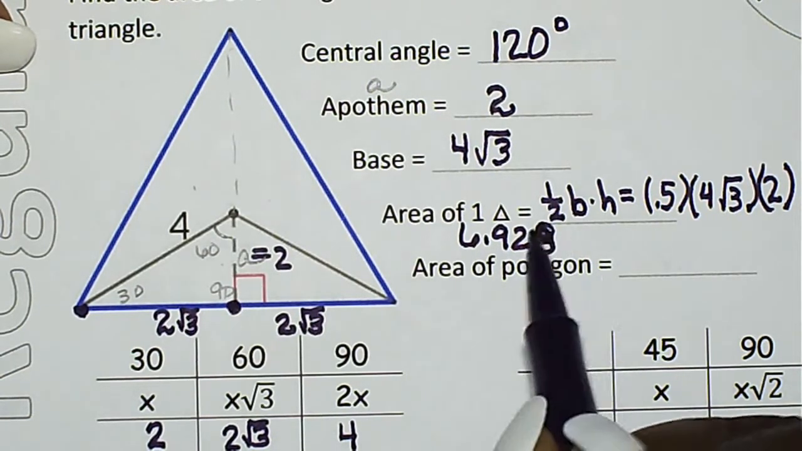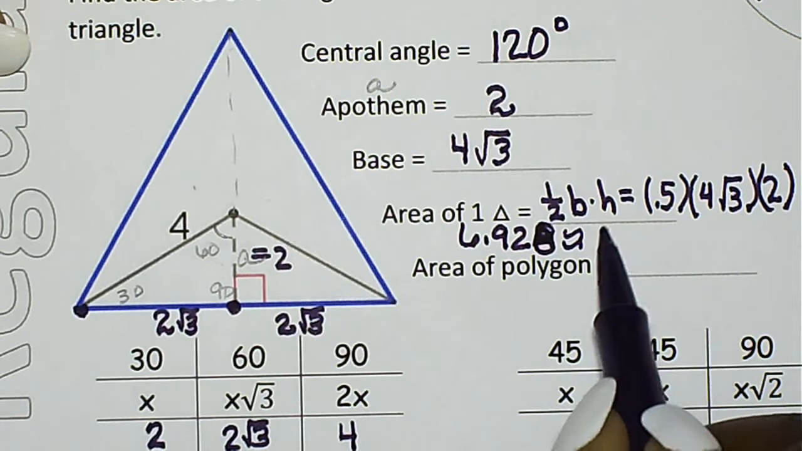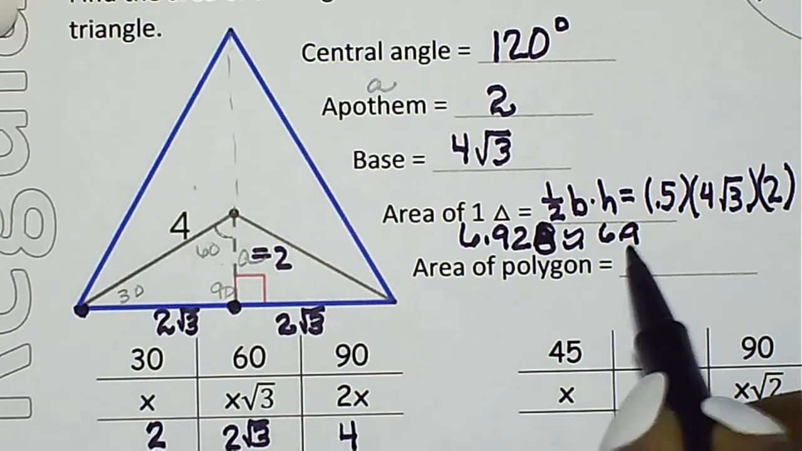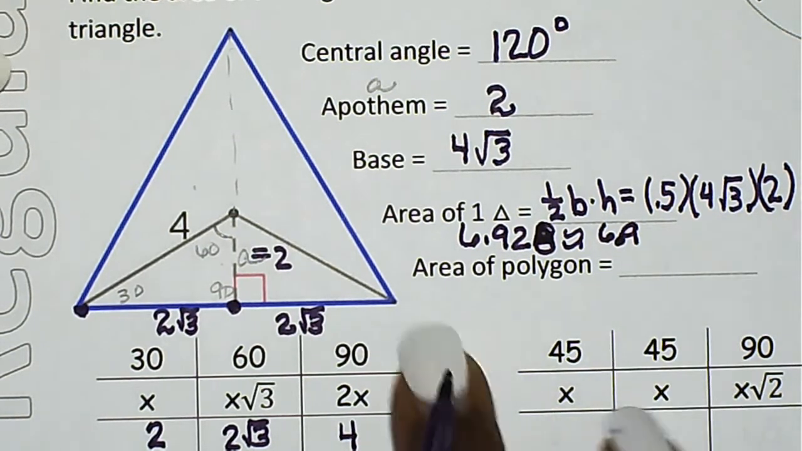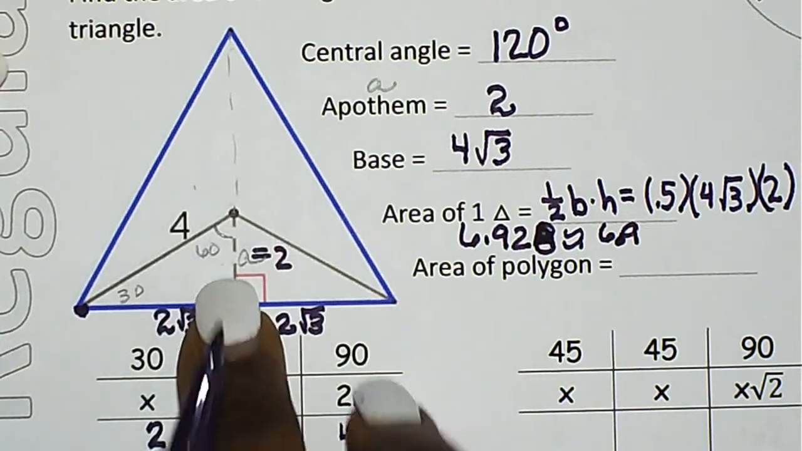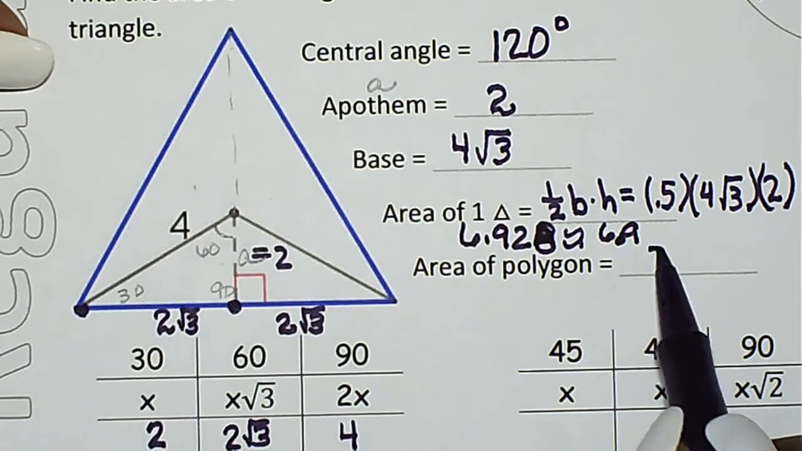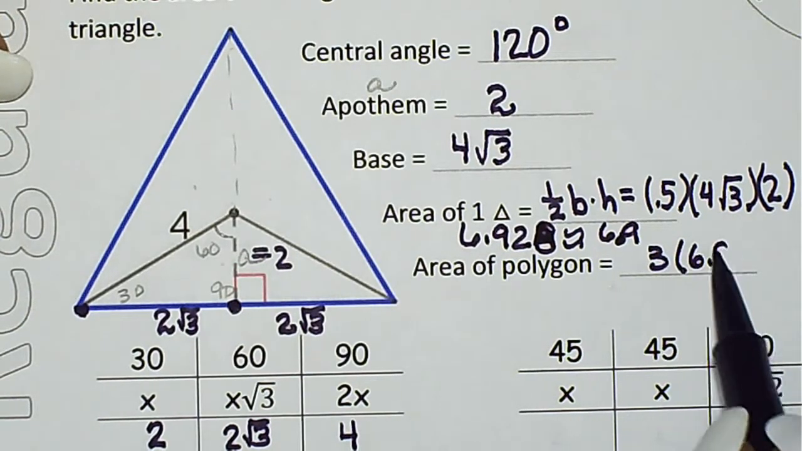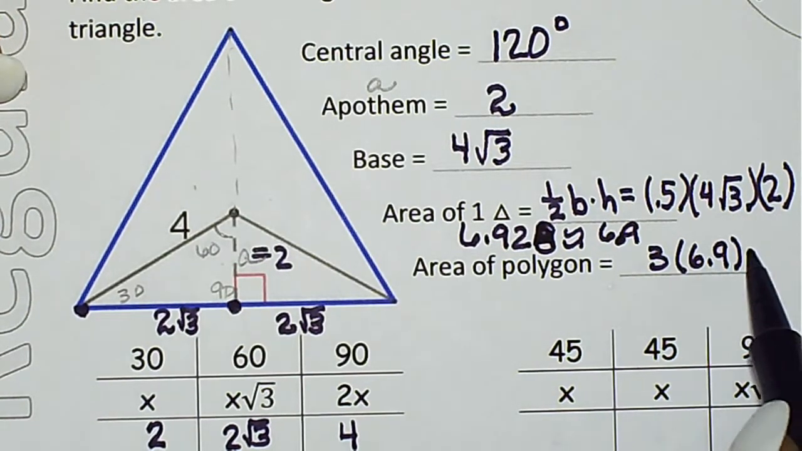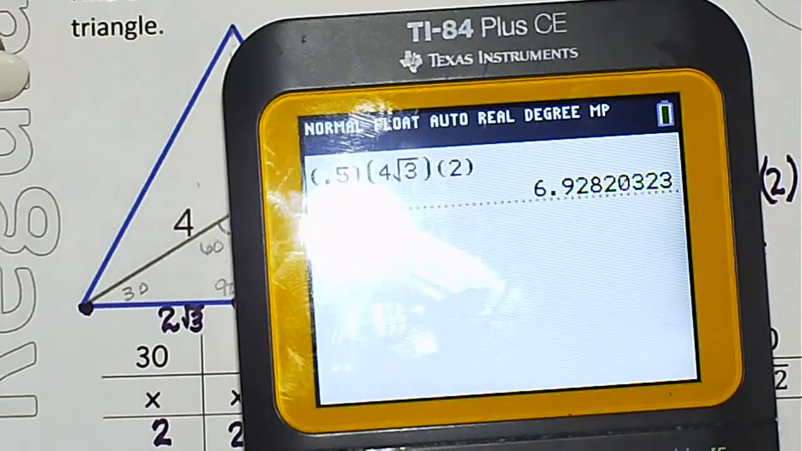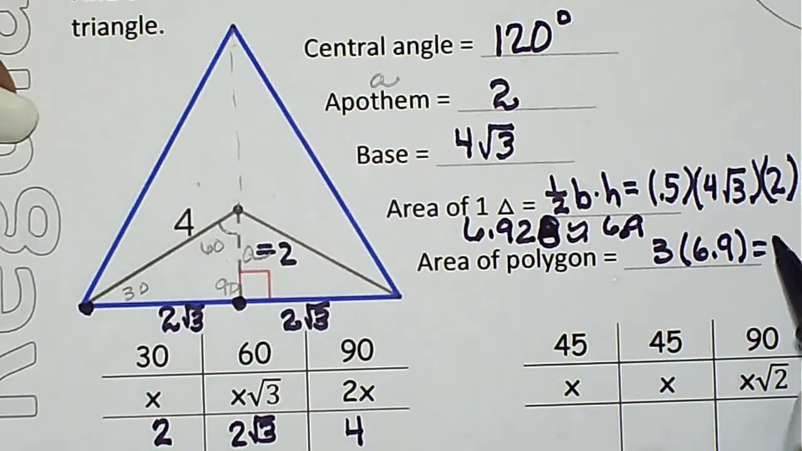I don't know why I was writing that. So that's approximately 6.9, right? So what is the area of this polygon? How many of these do I have in here? This 6.9, this 6.9, that's 3 of them. 3 times 6.9 gives me 20.7.